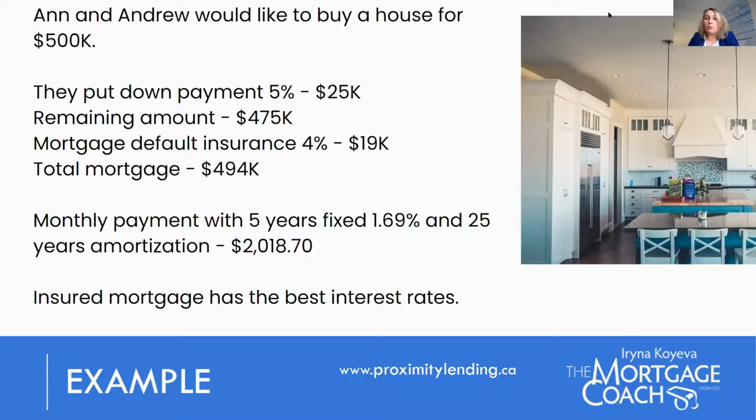And looks like we have another question, right? Yep. So the question is, is it advisable to pay more down payment in terms of a lower interest? So you get less interest if you have an insured mortgage, and it can be up to 20%. So if your down payment is less than 20%, 5%, 10%, 15%, so less than 20%, your mortgage is insured because you will need to pay for mortgage default insurance. And in this case, you will get the lowest interest rates.